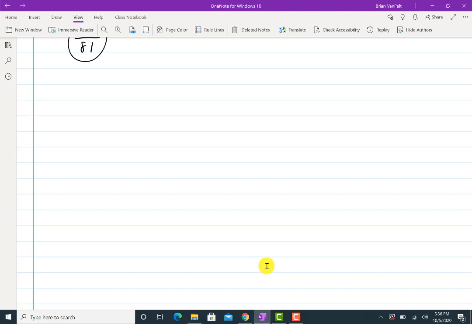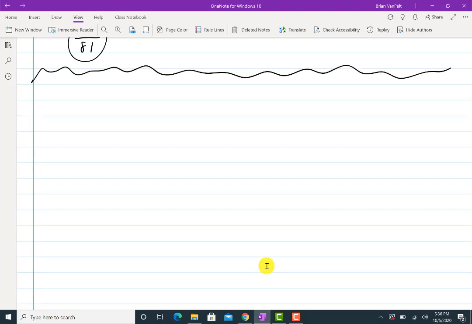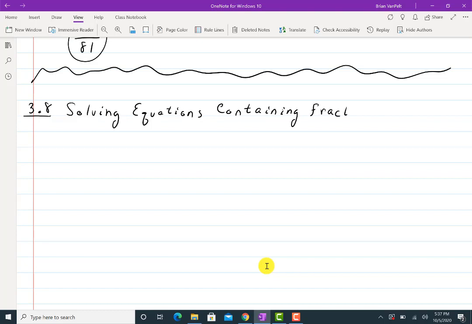and solving equations. And that's what 3.8 is. We're going to solve equations containing fractions. Let's take a look at an example.